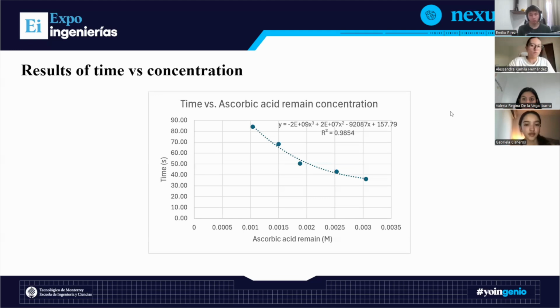And the best data fit is a third-degree polynomial, since it's the curve that best describes the behavior of the points in a realistic way. The R-squared of this is 0.9854, meaning it accurately describes the points, resulting in an error of only 1.46%.